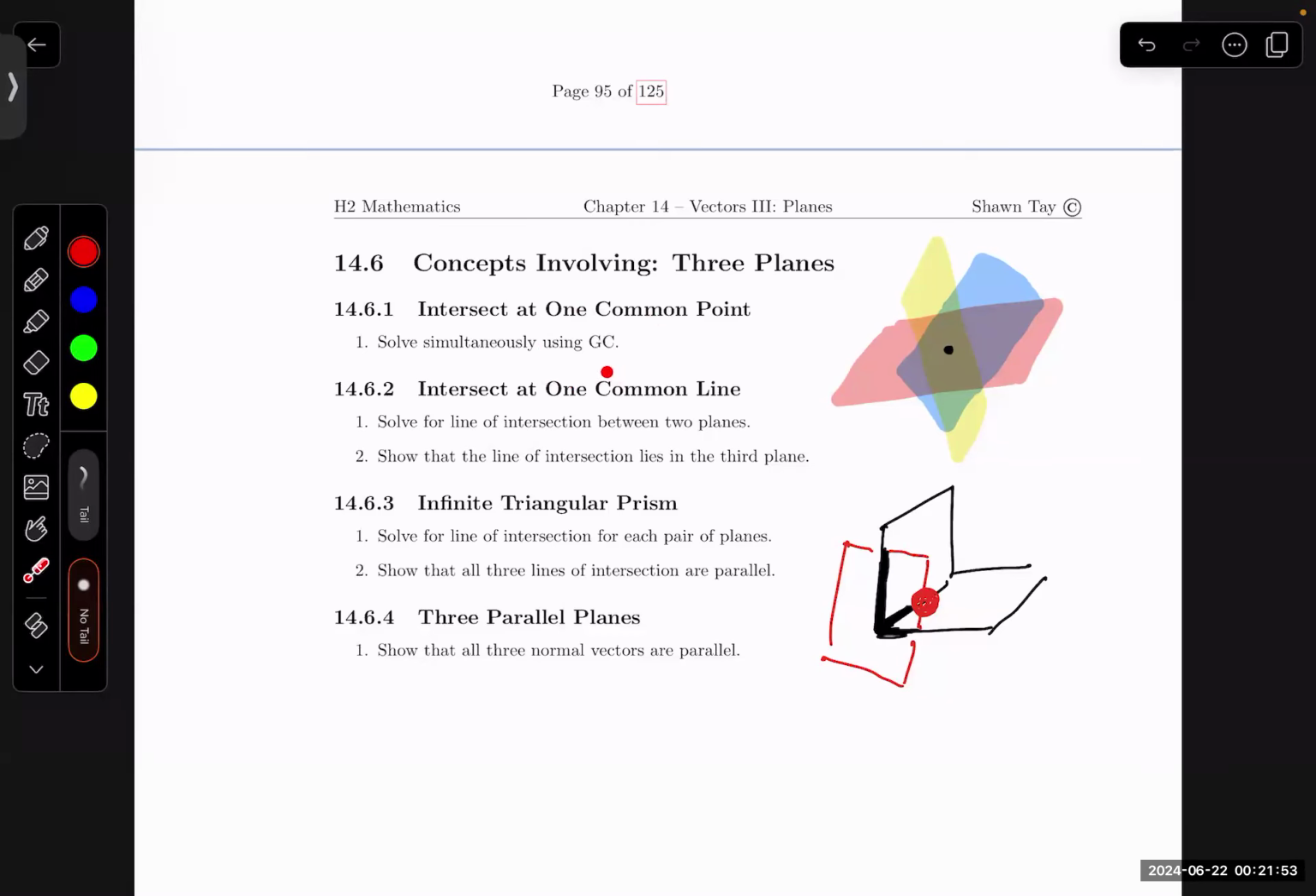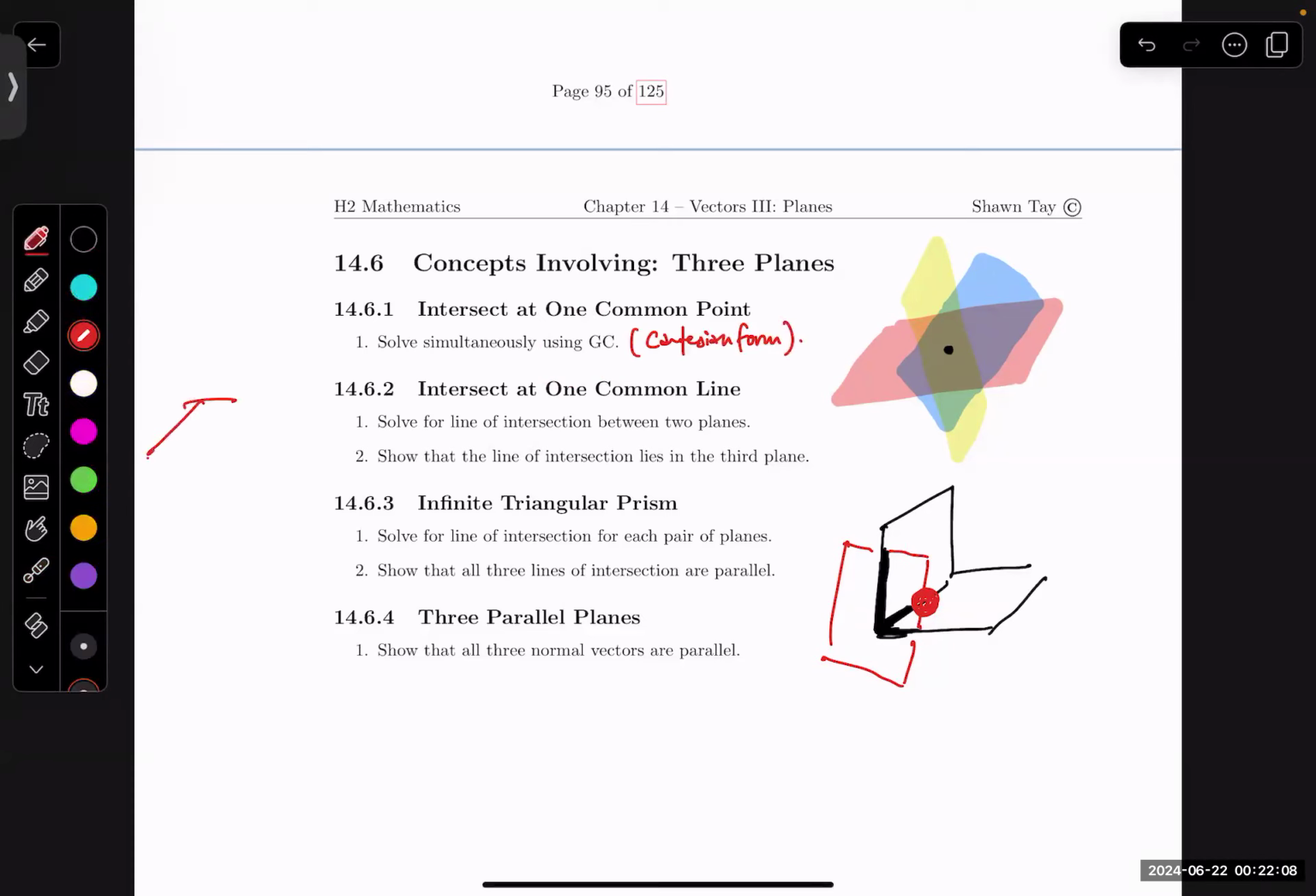Put all three in Cartesian form. Put into the GC. Cartesian form. The next one, intersect at a common line. This one is quite simple.